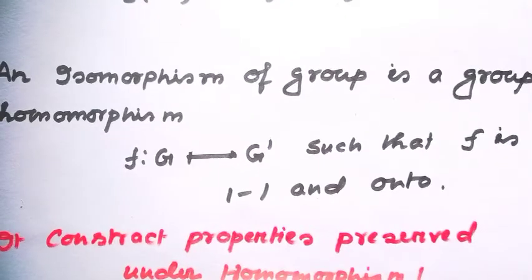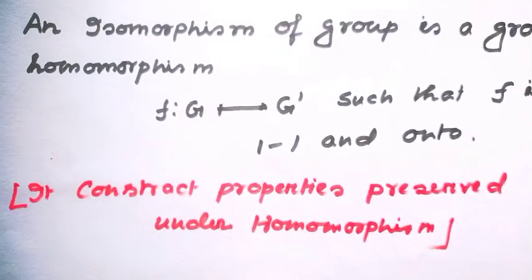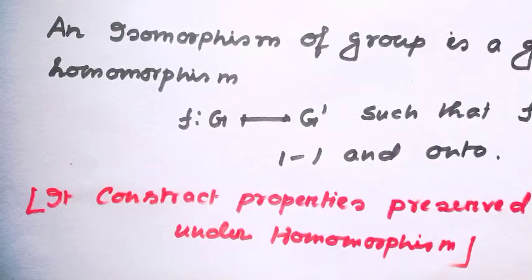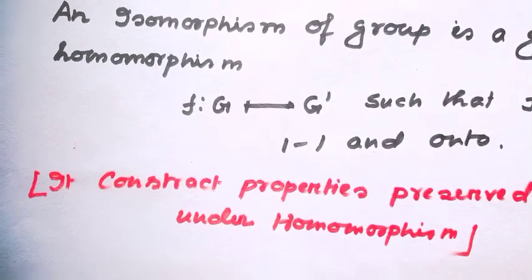Then I defined group isomorphism. An isomorphism of a group is a group homomorphism which is a 1-1 correspondence. It constructs properties preserved under homomorphism. Actually, isomorphism means the structure is the same but the language is different.